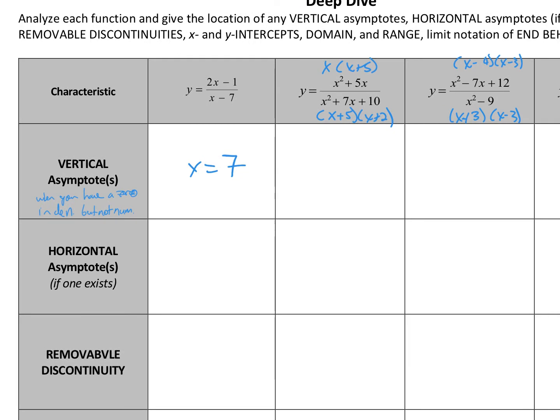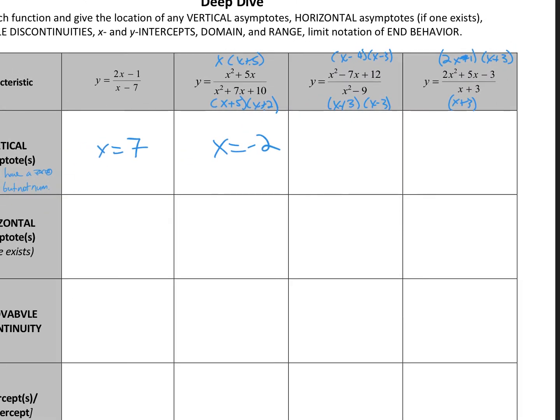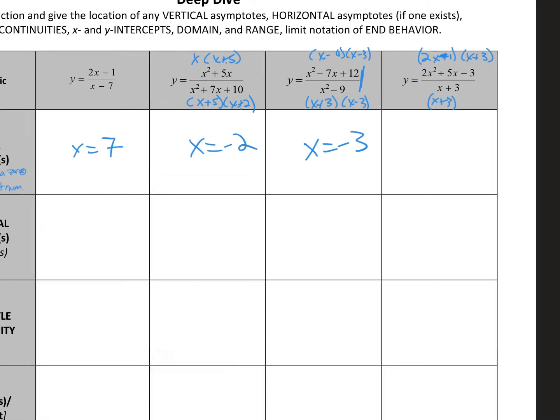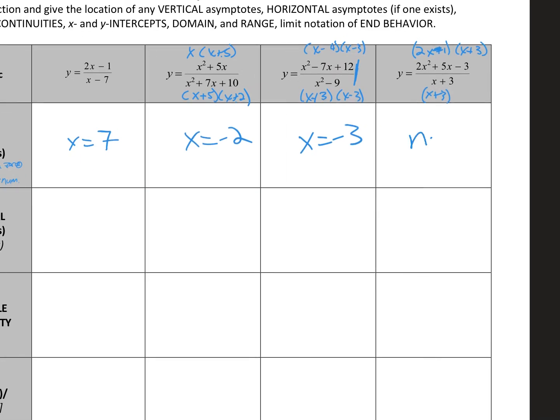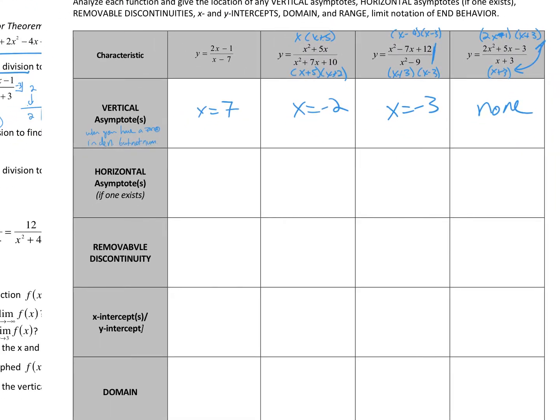And this next one, because x plus 5 is in the top and bottom, that is not going to be a vertical asymptote, but we still have this x plus 2, so that would be x equals negative 2. In this next one, we have the x minus 3s. Those won't work, but we do have this one, so that's x equals 3. In this last one, there are no vertical asymptotes because the only one that's in the denominator is also in the numerator. So let's skip one for a second.